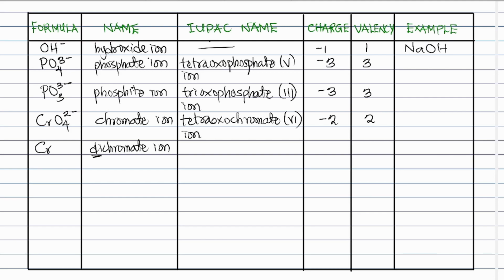The di here signifies that there are 2 chromium atoms in this. So we have Cr2O7 2-. It has a IUPAC name of heptaoxodichromate(VI), a charge of -2 and a valency of 2.